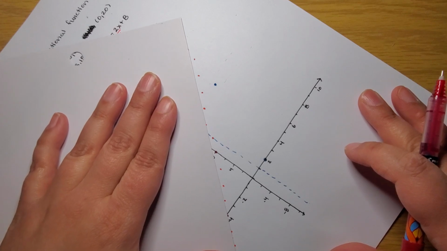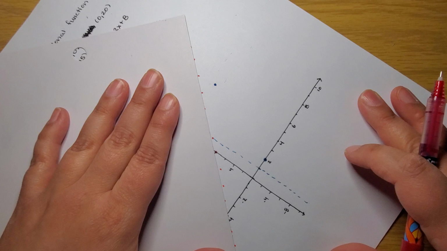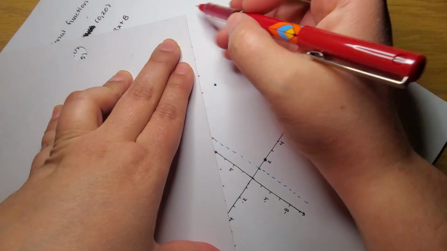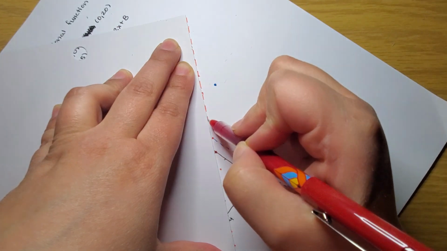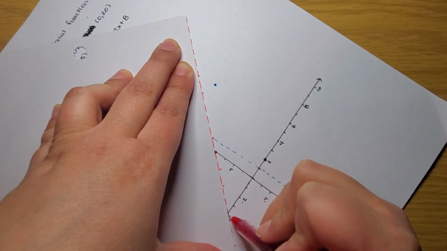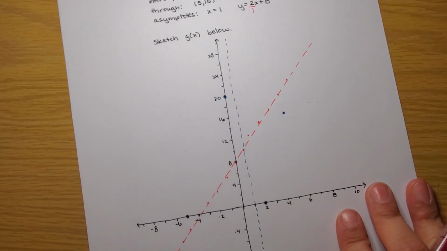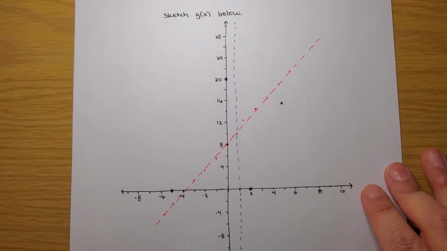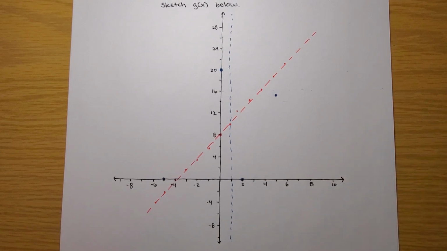Oh, some of these are way off. Oops. Again, we just kind of did our best here. Okay, there we go. All right, so now we have all the pieces that we need in order to graph this rational function.